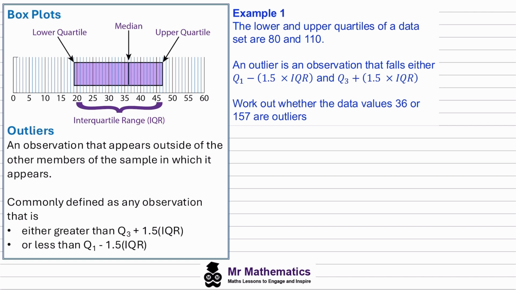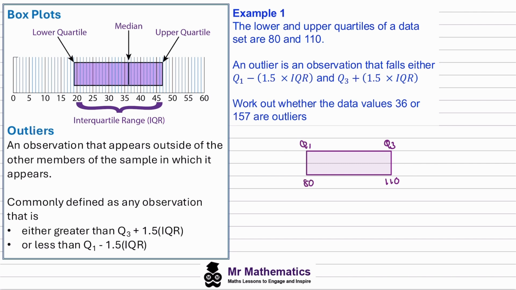So in example 1, we're told that the lower and the upper quartiles of a data set are 80 and 110. And we're given our conditions for the outlier here. We've been asked to work out whether the data values 36 or 157 are outliers. So the first thing we need to do is use our upper and lower quartile to sketch a box plot. We've got Q3, and this is given as 110, and we've got Q1, this is 80.